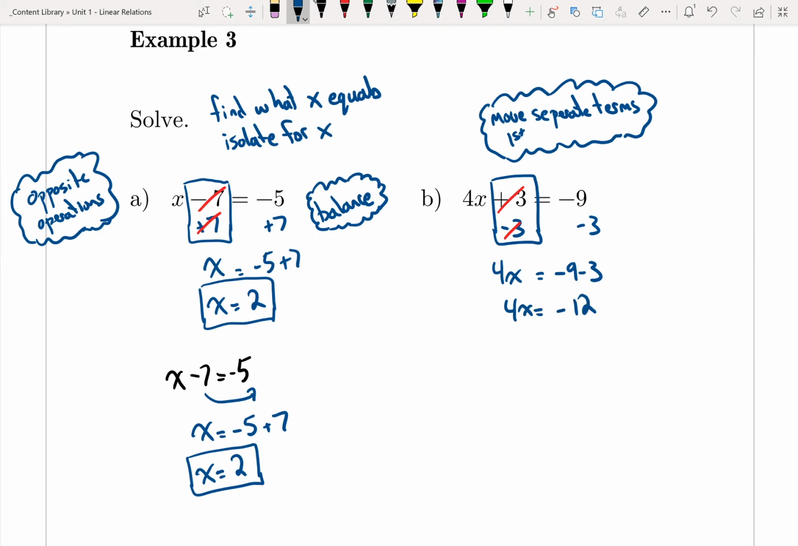Now, in order to cancel out this operation here, we have to keep in mind that 4x is another way of saying 4 times x. So if I want to cancel out multiplying, I need to divide. In this case, I'm going to divide by 4 on the one side. I need to divide by 4 on the other side as well to balance it out. On one side, it'll cancel out. I'm left with x equals negative 12 divided by 4, or negative 3. And this is what I claim to be my final answer.